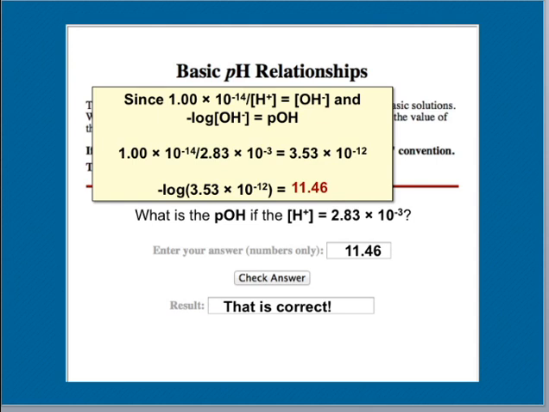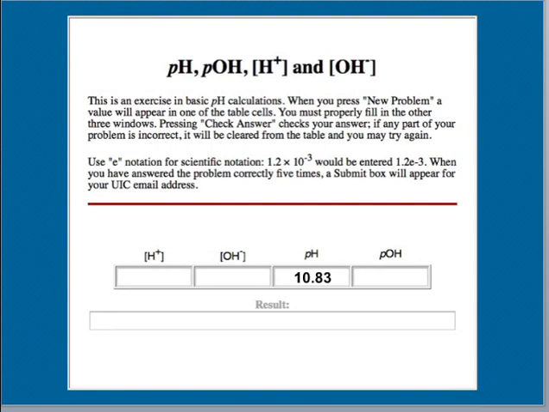I think this is called pH 1. And if there's a pH 1, of course, there must be a pH 2. pH 2 is the type that most people really like. It's a table. Here you are given one value, and you have to fill in the 3 missing slots. Okay?